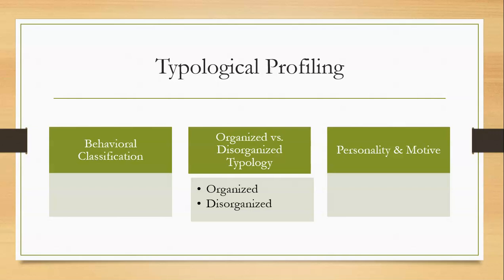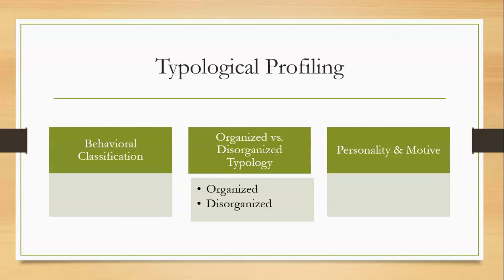Now, the first type of forensic profiling we're going to talk about is typological profiling. It's a method used in forensic psychology and investigations to classify offenders into categories or types based on their behavioral patterns at the crime scene. The aim of this type of profiling is to draw inferences about offenders' personality and motivations, likely based on behaviors at the crime scene.